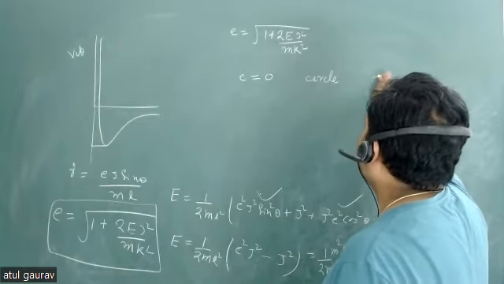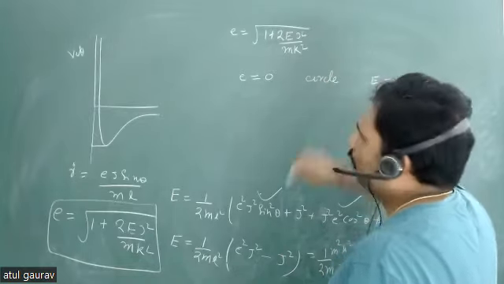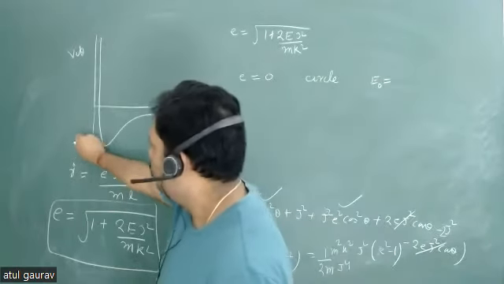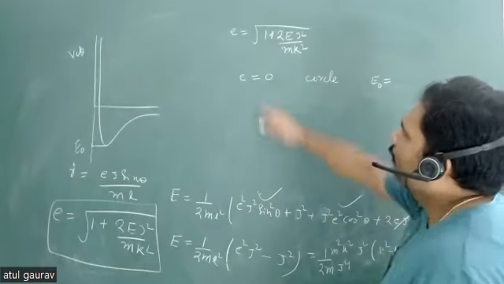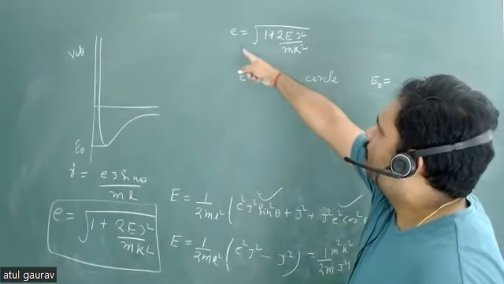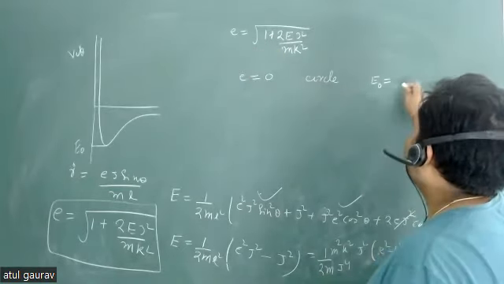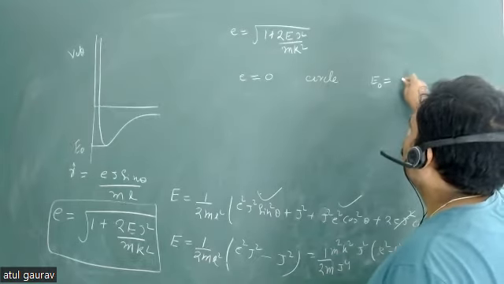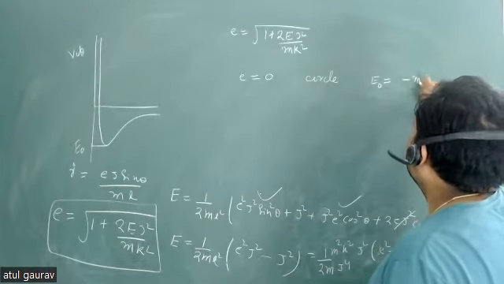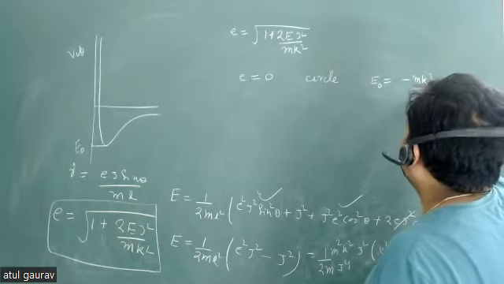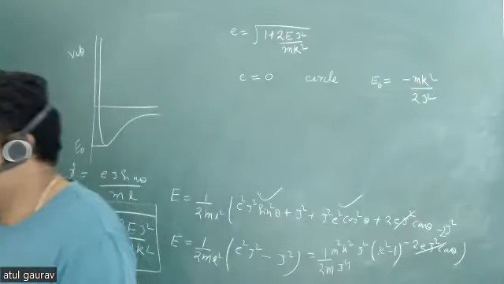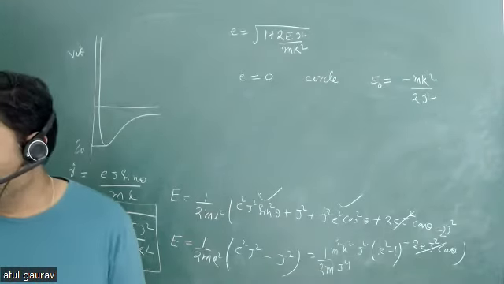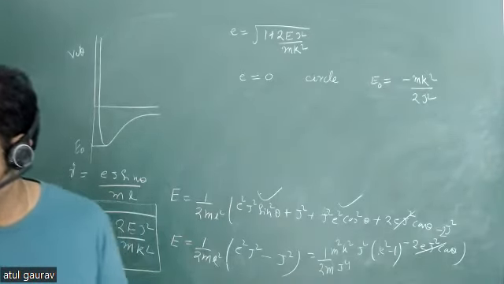Tell me, what energy do you get, which we also call E naught? This energy is E naught. What is that particular E naught? Put the value of eccentricity equal to 0. You will get energy equal to minus mk square upon 2j square. Exactly the same thing. Are you getting it from here? Yes, sir, exactly the same thing. Okay?